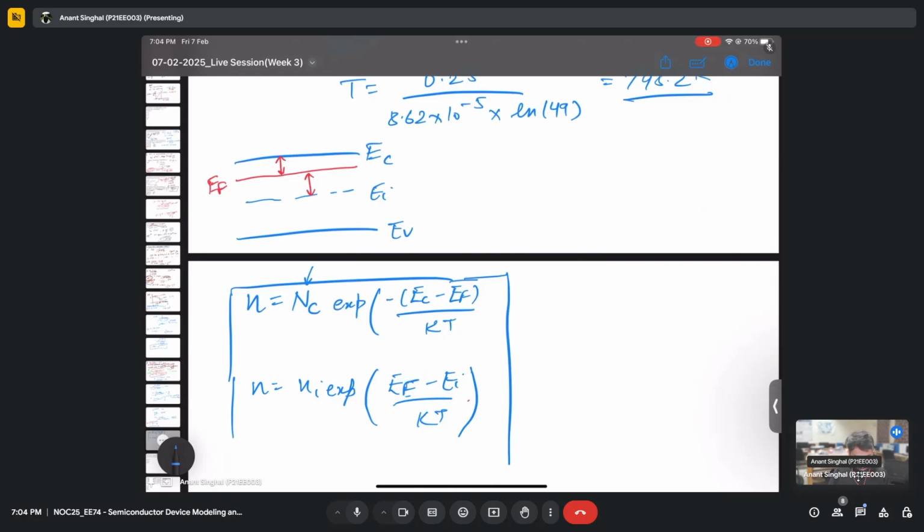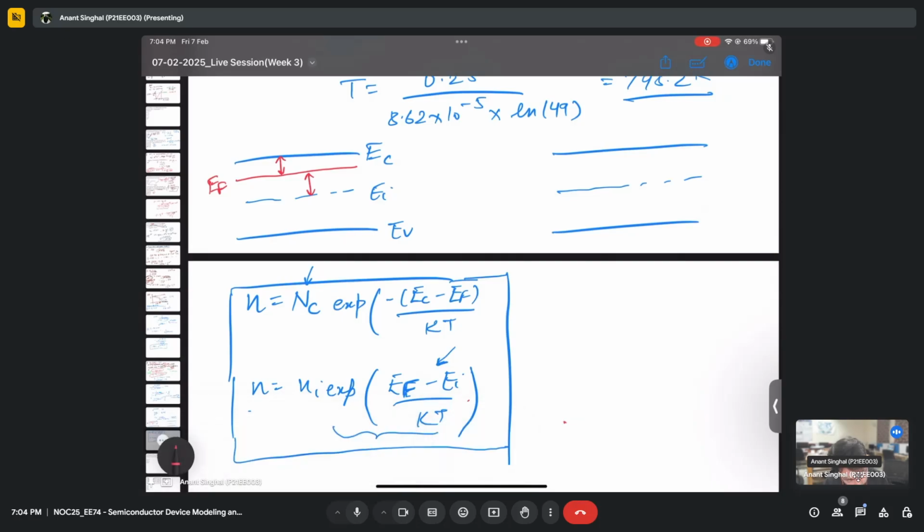So how can you remember this? It is very easy. Can anyone tell if Ni is greater or lower than N for an N-type semiconductor? N will be greater, right? So this exponential term should be positive. That means EF minus EI should be there in the bracket, because EF is above EI. That is one way to remember this. And similarly, it goes for a p-type also.